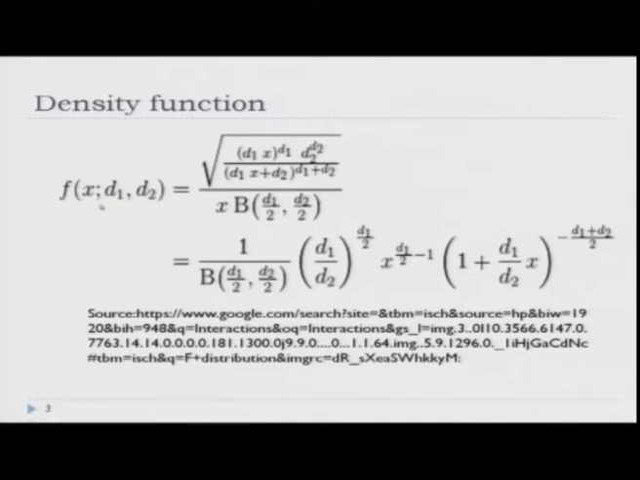More precisely, you can write f(x; d1, d2) dx equal to this whole thing into dx, and this is written as square root of (d1 x)^d1 times d2^d2 divided by (d1 x + d2)^(d1 + d2), and divided by x times beta(d1/2, d2/2). Or it is also written as 1 upon beta(d1/2, d2/2) times (d1/d2)^(d1/2) and x raised to power d1/2 minus 1, in bracket 1 plus (d1/d2) x raised to power minus (d1 + d2)/2.